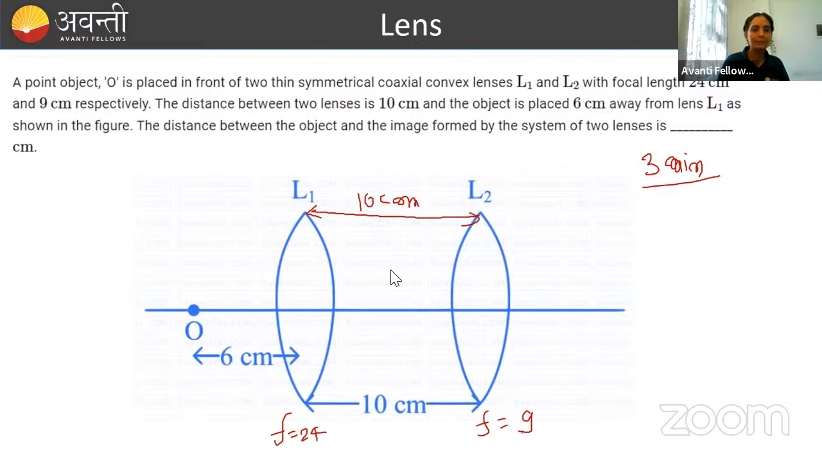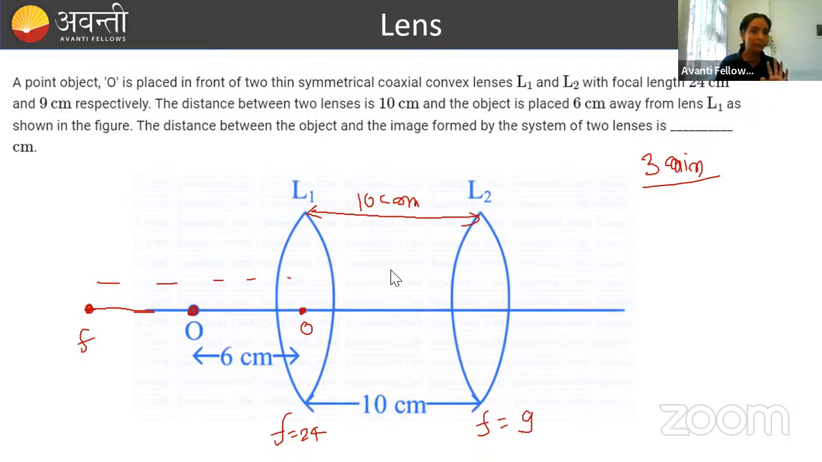An object is placed at a distance of 6 centimeter away from L1. Okay, 6 centimeter. So you just see here, the focal length is 24 centimeters, so its focus must be somewhere here. So the object is kept between the optical center and the focus. And when the object is kept between the optical center and focus, where does the image get formed? In this case, the image formed will be virtual. Okay.